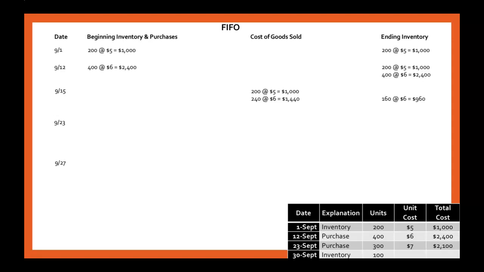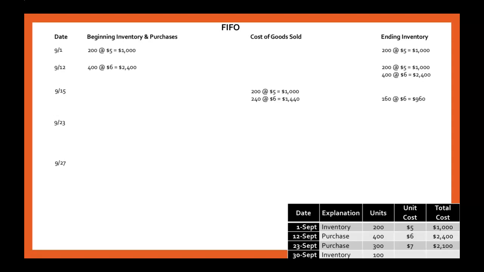Now, looking over in the ending inventory column, we ask ourselves, do we still have the 200 units at $5 a piece? No, because we sold all of them here on the 15th, right? So we don't have any units left at 5. Do we still have units left at 6? Well, we had 400. We sold 240 of them. So 400 minus 240 leaves us with 160 units. So we still have 160 units at $6 a piece. And 160 times 6 will get you that 960.